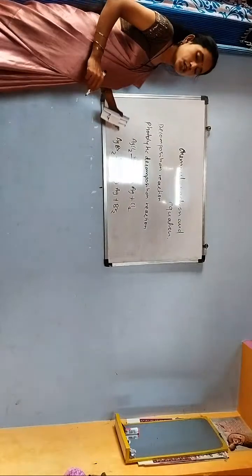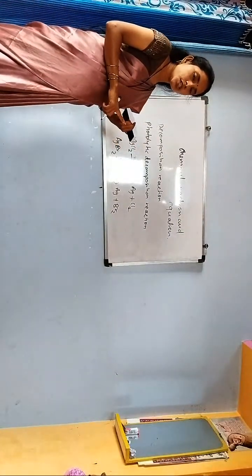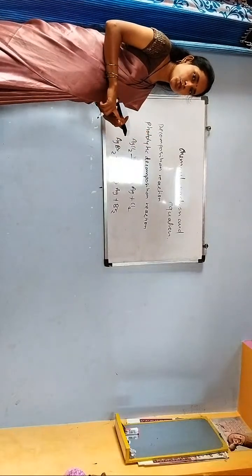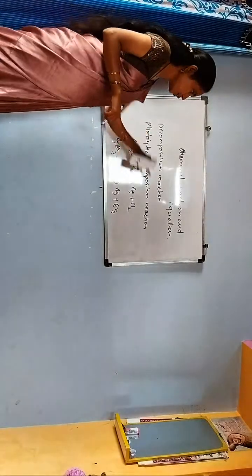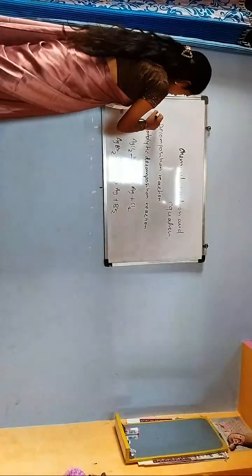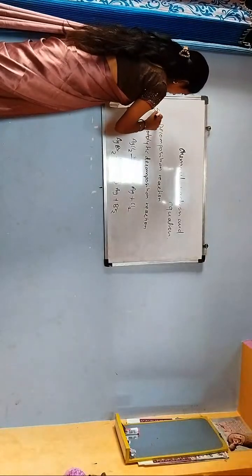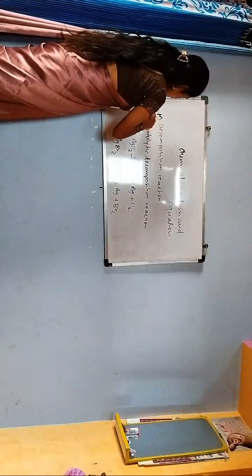We already discussed the types of decomposition reactions: one is thermal decomposition, the second is electrolytic decomposition, and the third is photolytic decomposition. So this is very important. How are we going to write this question on decomposition reaction? This question will be for 5 marks.